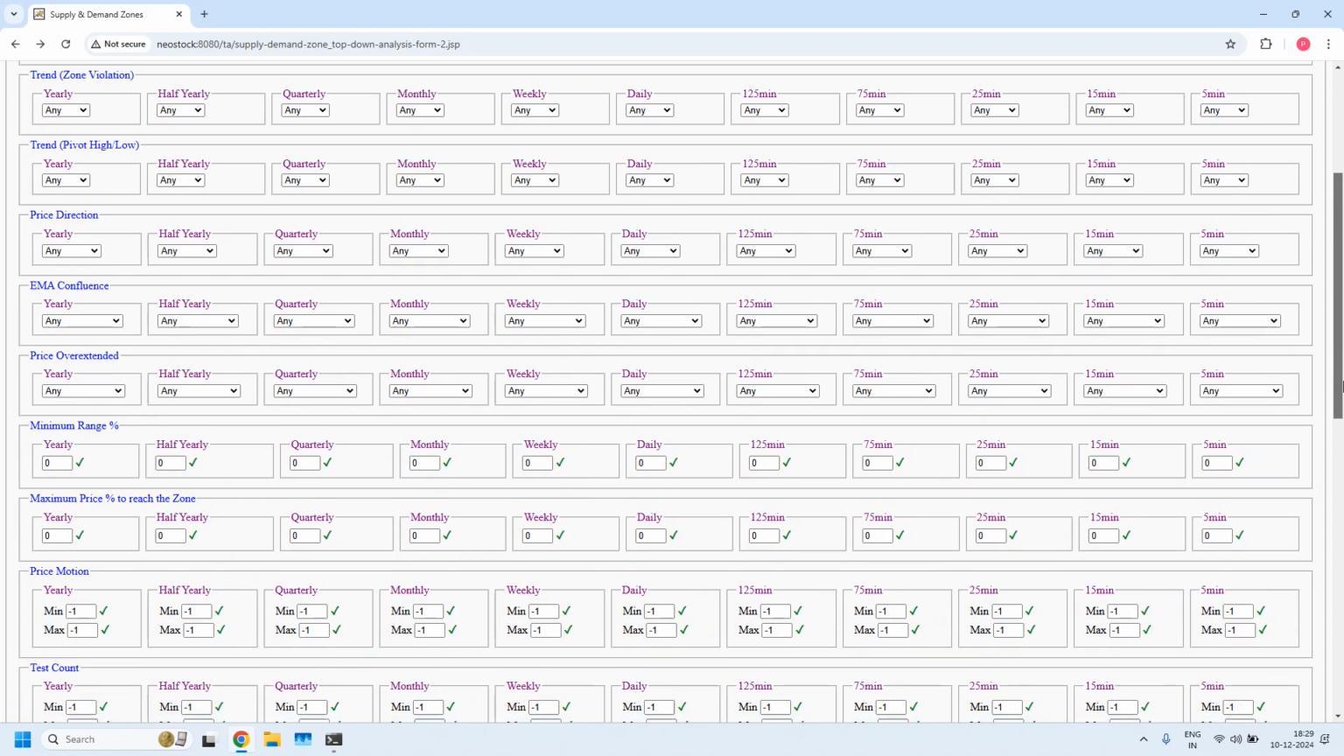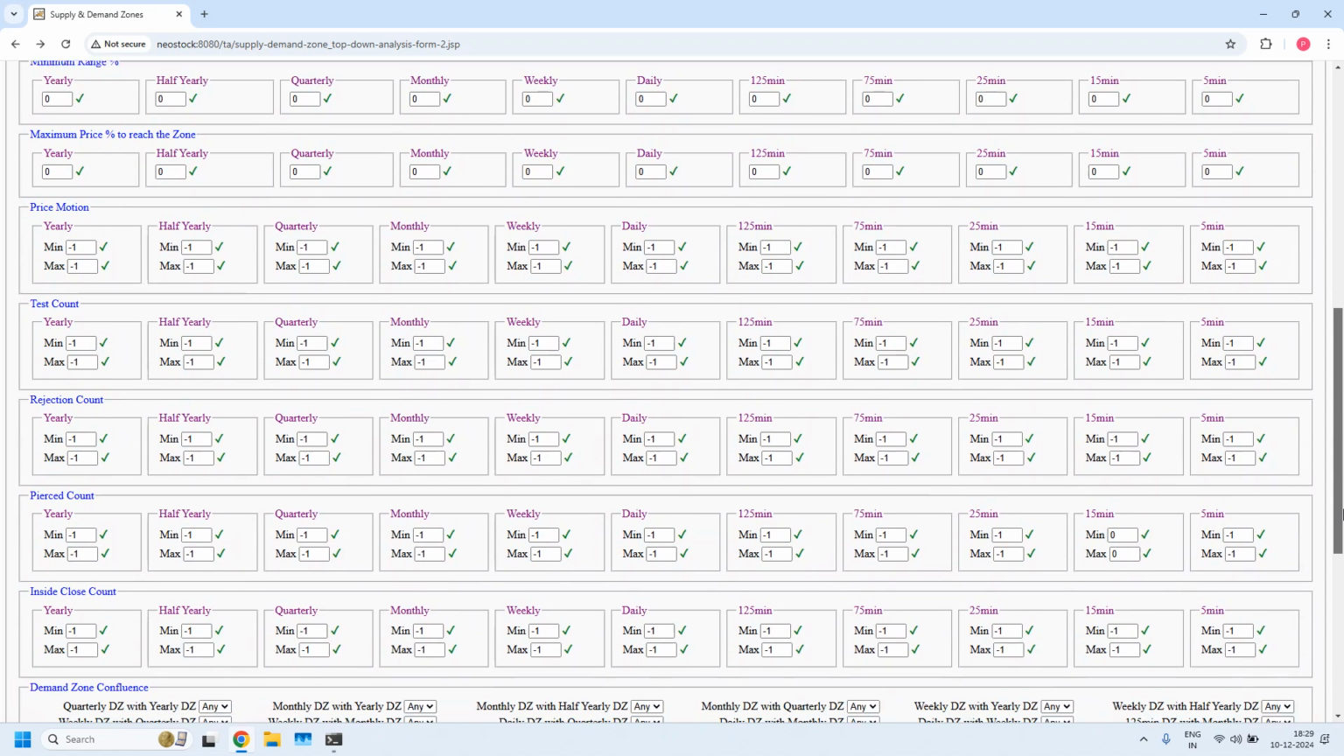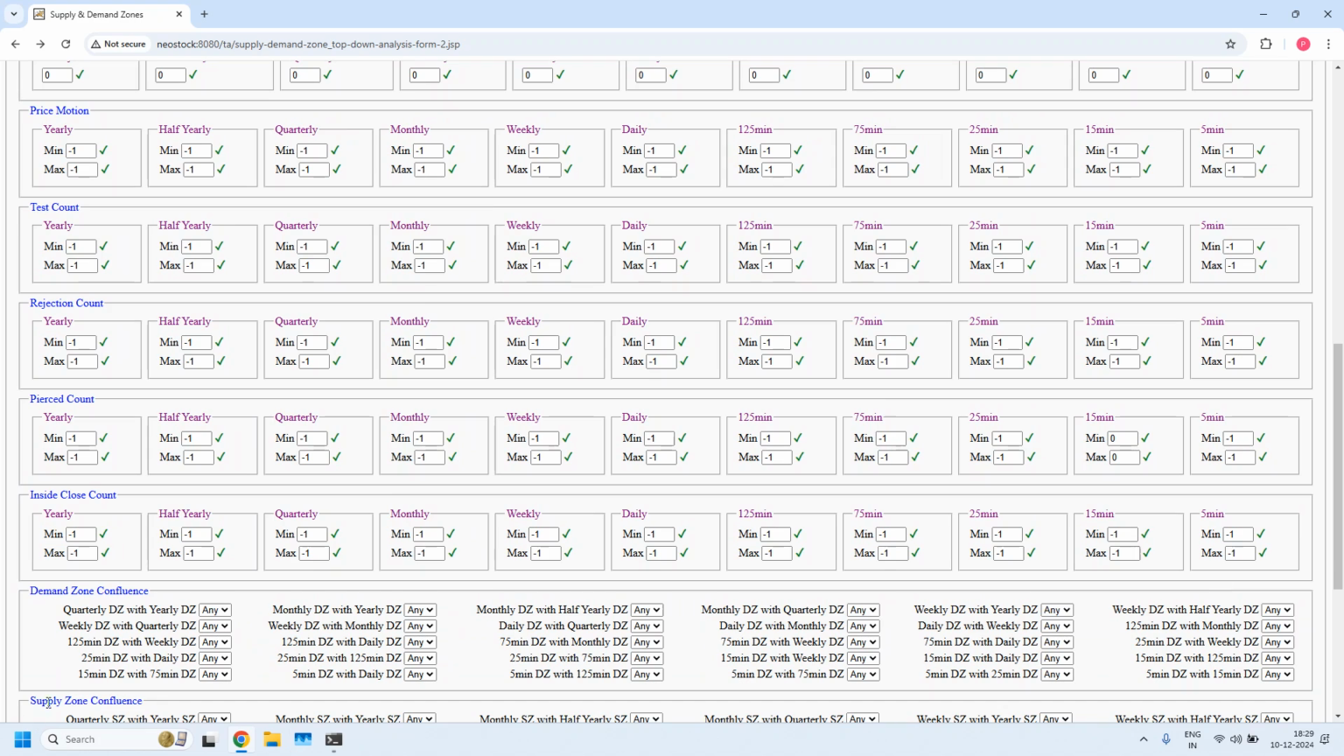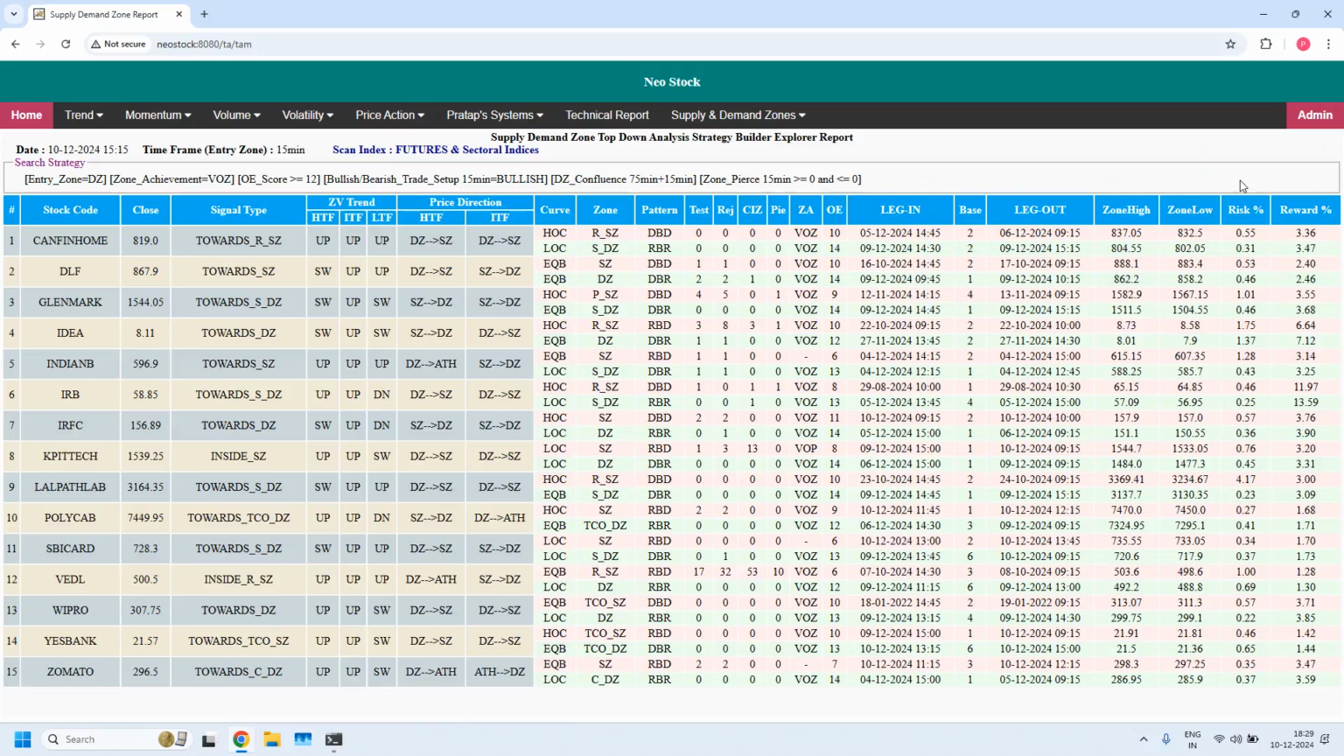So in the demand zone confluence, LTF and ITF zone confluence, I am enabling the filter 15 minutes demand zone with 75 minutes demand zone confluence. With this filter, out of 18 we got 15 stocks. In all these 15 stocks, the 15 minutes demand zone is part of the 75 minutes demand zone. And the 75 minutes trend is up in all these 15 stocks.